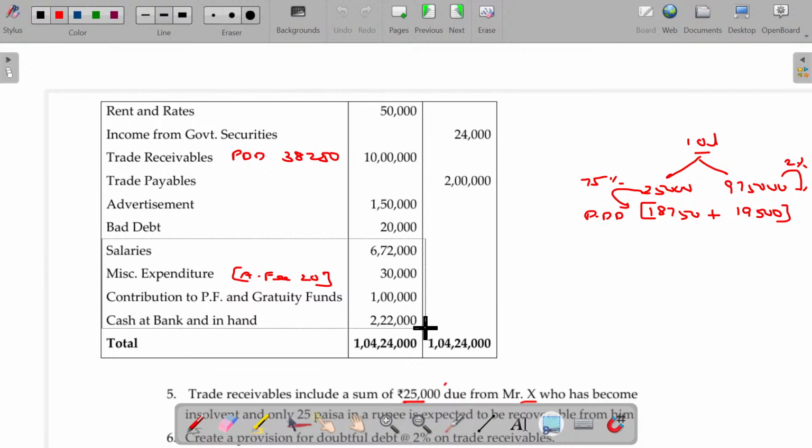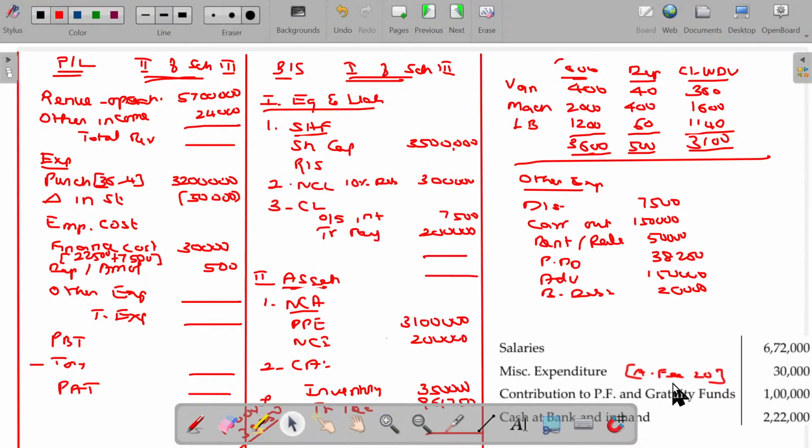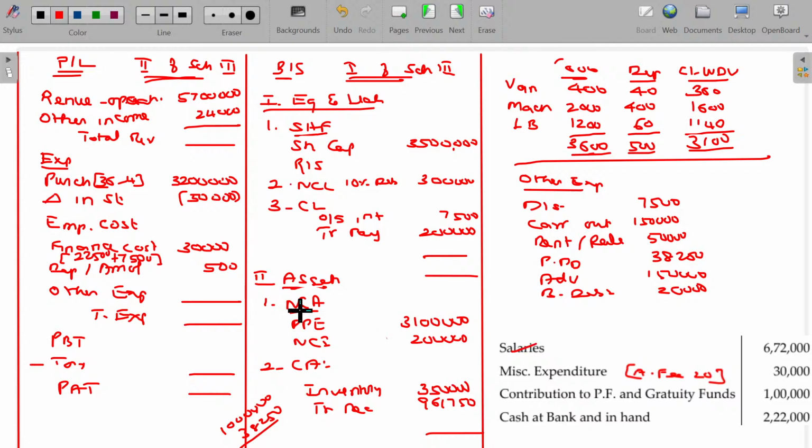Now 4 more items: salaries, miscellaneous expenditure and all. Salaries being the employee cost 6,72,000. Miscellaneous expenses can be part of the other expenses, 10,000. Audit fee 20,000 rupees. Okay, because total miscellaneous expenses 20 includes audit fee 20. Then other than audit fee, 10,000 will be the miscellaneous expenses. That's how you can break.